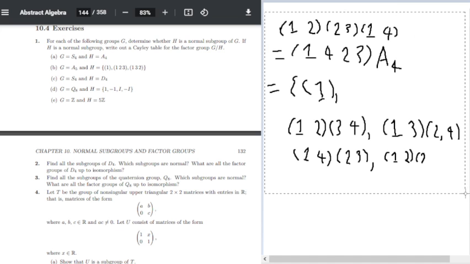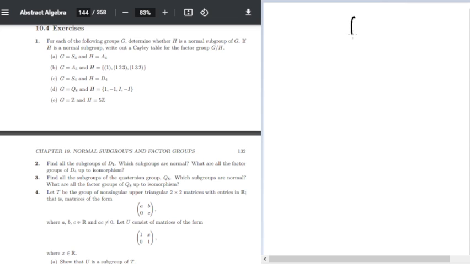Let's think about it more conceptually. So suppose we have an element in A4, right? So we have an element like sigma in A4. And suppose we multiply by an element like tau in S4, and suppose we have tau sigma. Well, we know that. Oh, that's actually a stupidly simple proof. Oh, that's actually not that bad.